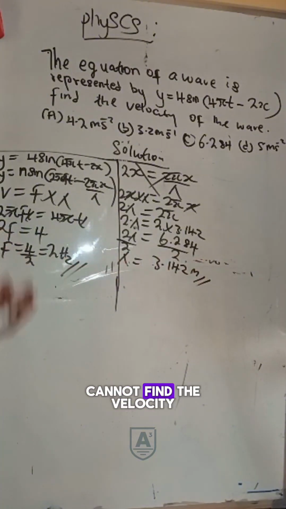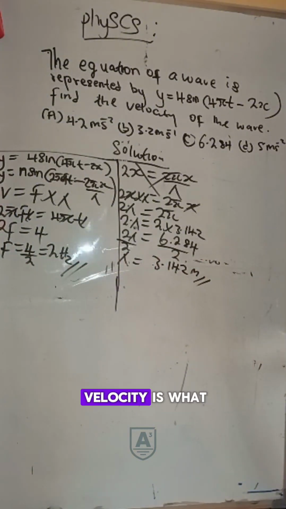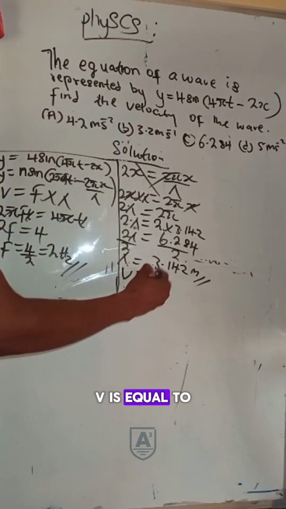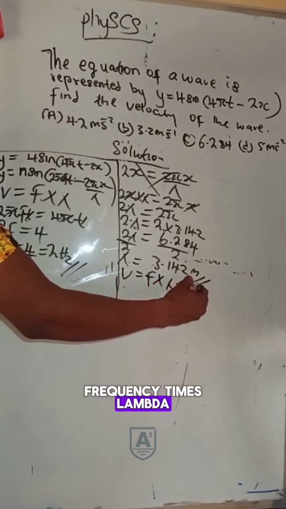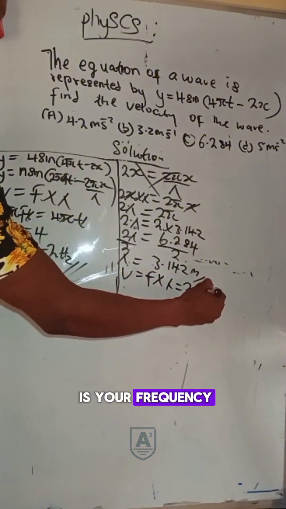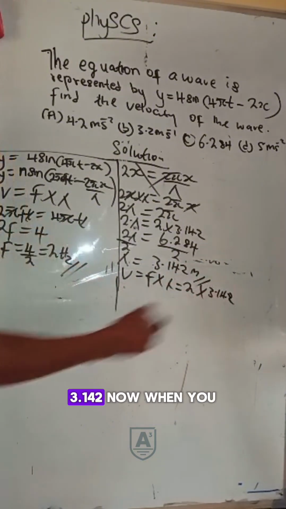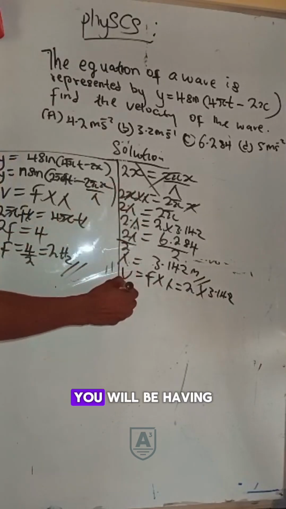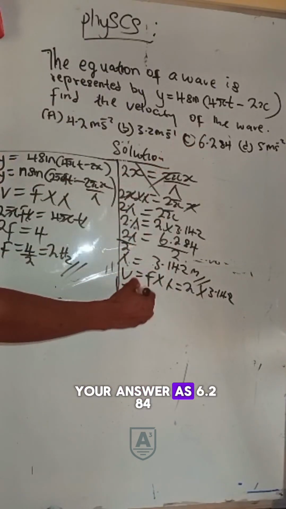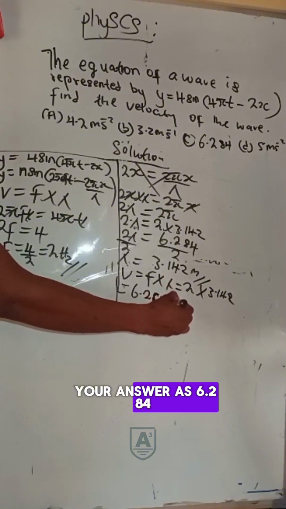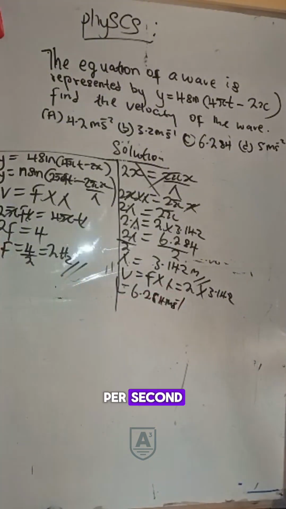Now you have gotten the frequency and you have gotten the wavelength. Now you can find the velocity. Remember the formula for velocity is frequency times wavelength. So you can now say that v is equal to frequency times lambda, which is 2, your frequency, times lambda, which is the one you got as 3.142. Now when you punch your calculator, you will have your answer as 6.284 meters per second.